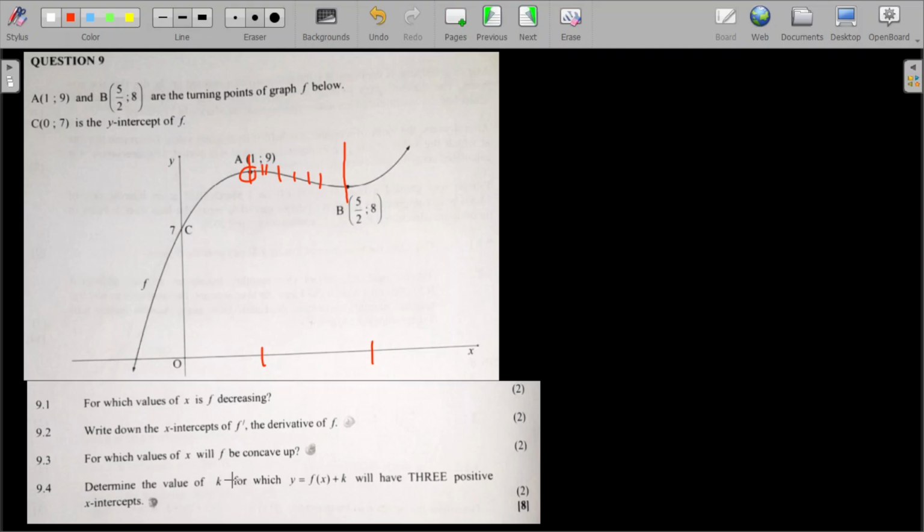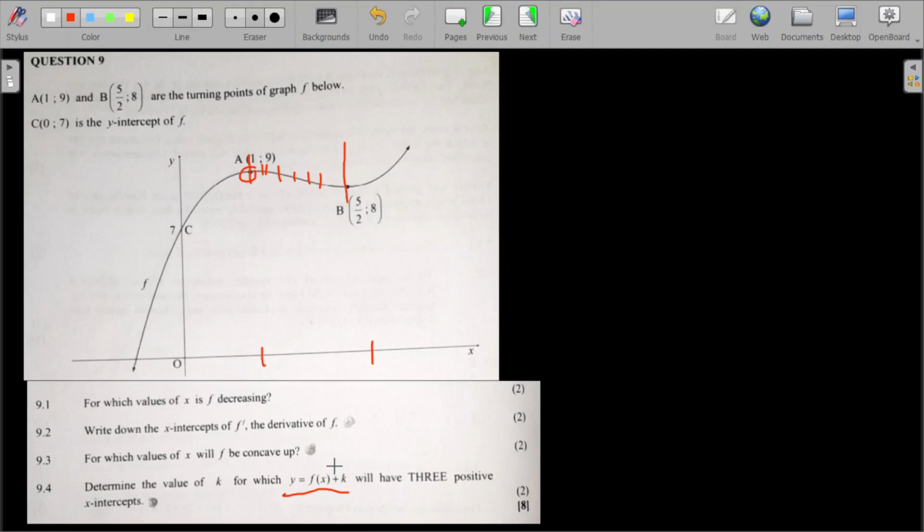And then for which values of x will f be concave up? Now concave up, second derivative, you know the second derivative needs to be greater than 0. And 9.4, which is another interesting question, I know this type of question, most of the learners don't even attempt to answer this one. Don't even attempt to answer, because I strongly believe as teachers we don't teach this part well, or we don't emphasize how we explain this question.